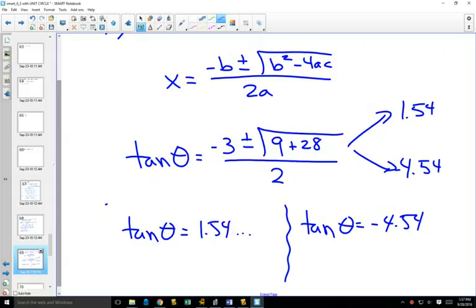Are either of those values on our unit circle? Of course not. Anytime that you have to use your quadratic formula, and it is not a nice number that goes into it, then you're going to know that those values aren't on your unit circle. But we still need to find our reference angle for both of these.